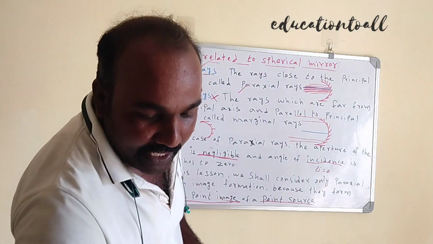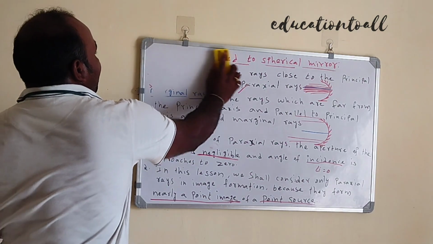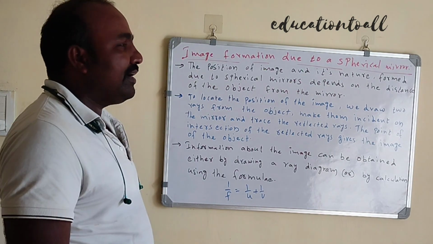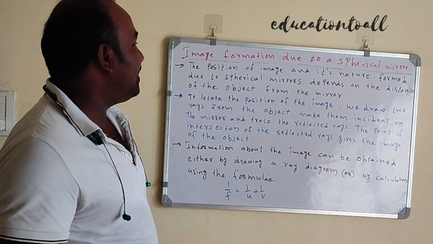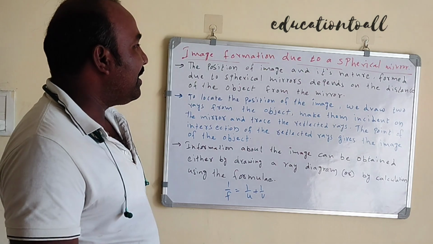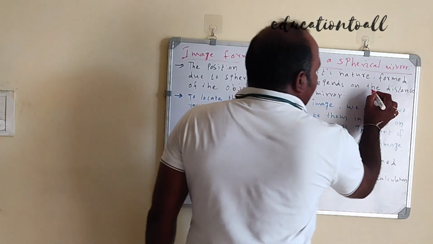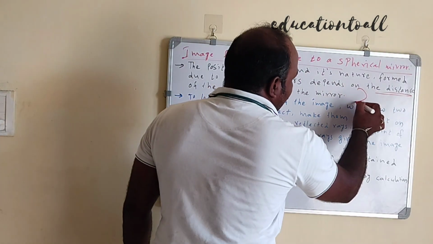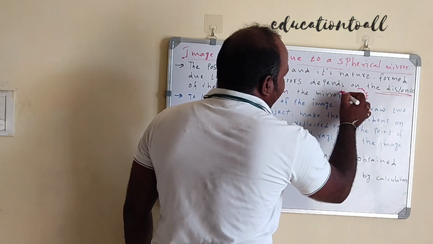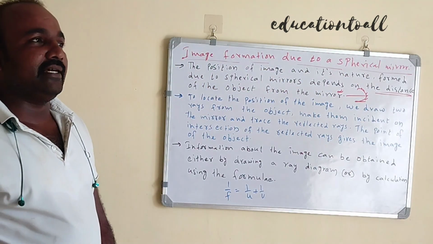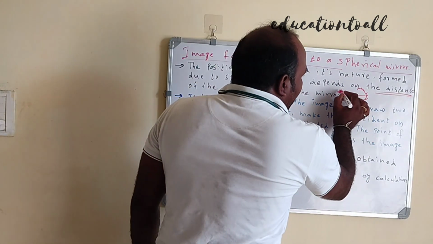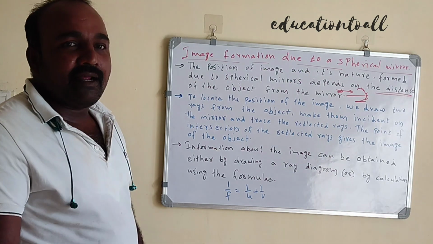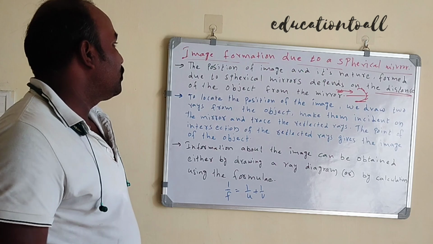Next, image formation due to a spherical mirror. The first point is that the position of the image and its nature formed due to a spherical mirror depend on the distance of the object. For example, if we take one mirror and the object is placed at infinity, the nature of the image is something. As the object moves towards the mirror, the nature of the image also changes. So that is the first one.